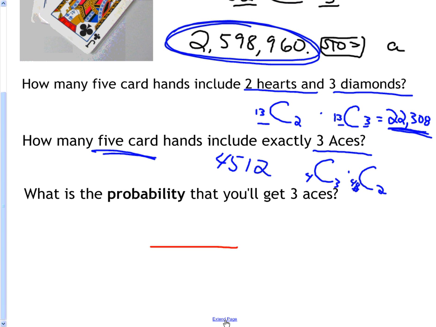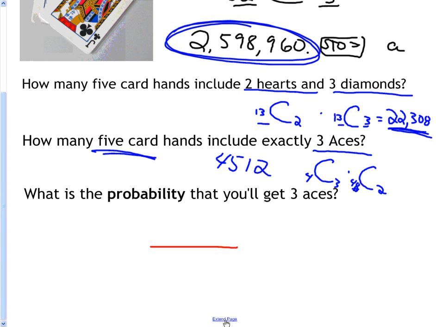Okay, if it had said at least 3 aces, that would be different. We'd have to figure out the probability of 3 aces, and then figure out the probability of 4 aces, and then it's either this or that. And what does or mean you should do? Add them, yes. Okay, that's how you do that.